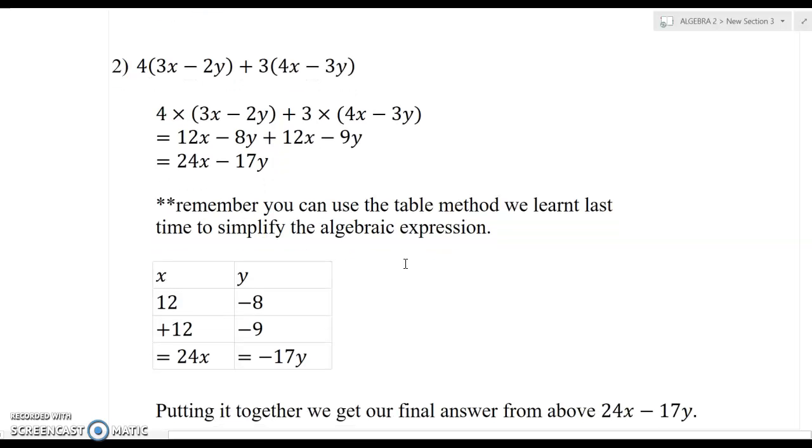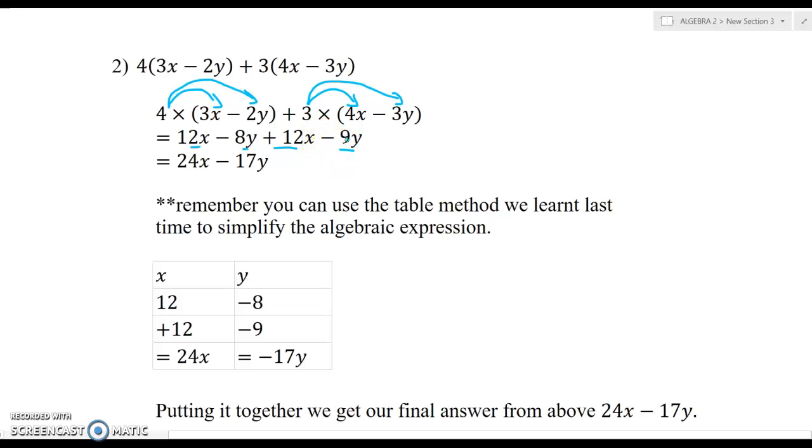4 multiplied by 3x gives me 12x, right? I'm jumping straight into it. And then 4 multiplied by negative 2y is negative 8y. Good. Then positive 3 multiplied by the positive 4x is positive 12x. And then positive 3 multiplied by negative 3y will give me negative 9y.